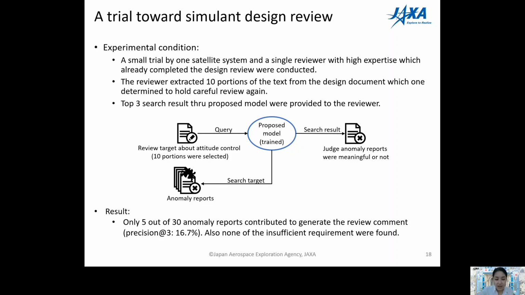As a result, only 5 out of 30 anomaly reports contributed to generating review comments, which means the precision rate is around 16%. Also, none of the insufficient requirements were found by this trial.